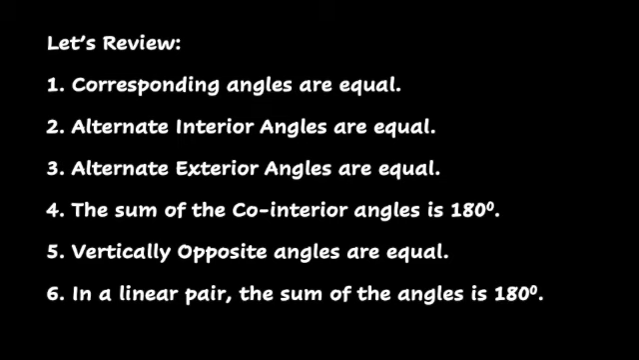Let's review the key points now. First point is corresponding angles are equal. Second point is alternate interior angles are equal. Our next point is alternate exterior angles are equal. And next point is the sum of the co-interior angles is 180 degrees. Also, the next one is vertically opposite angles are equal. And the next one is in a linear pair, the sum of the angles has to be 180 degrees.